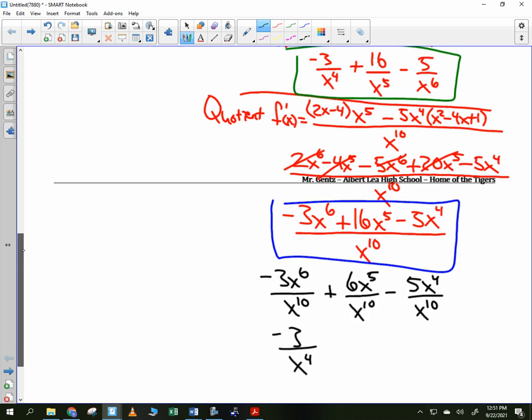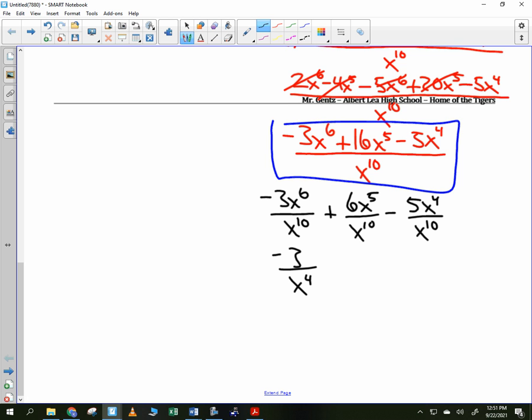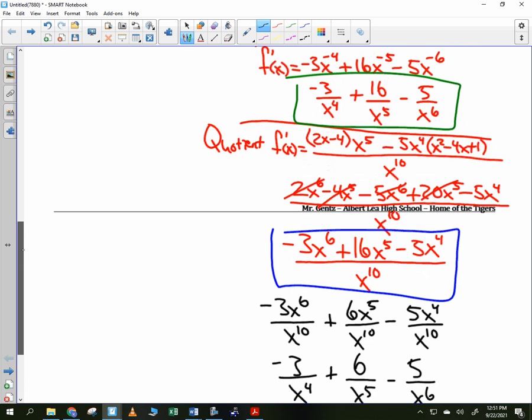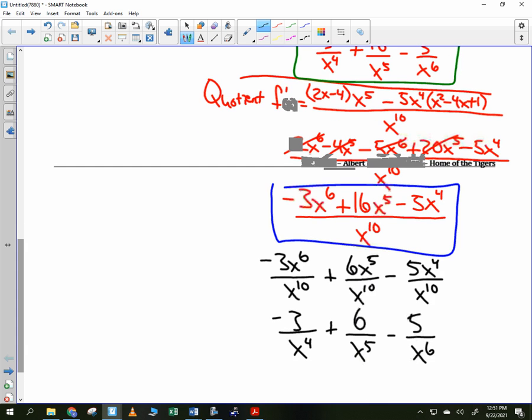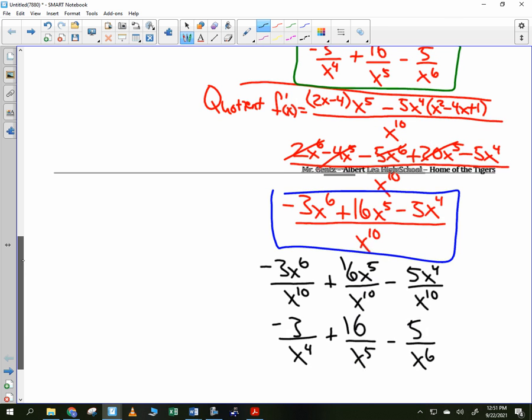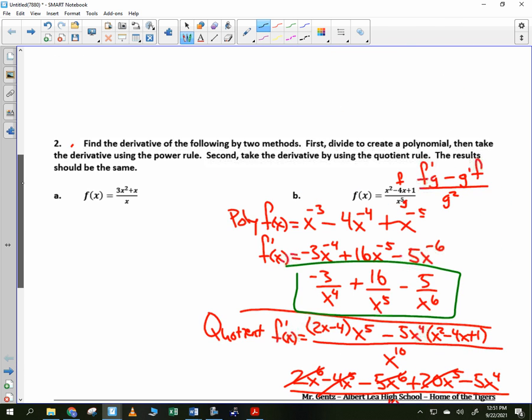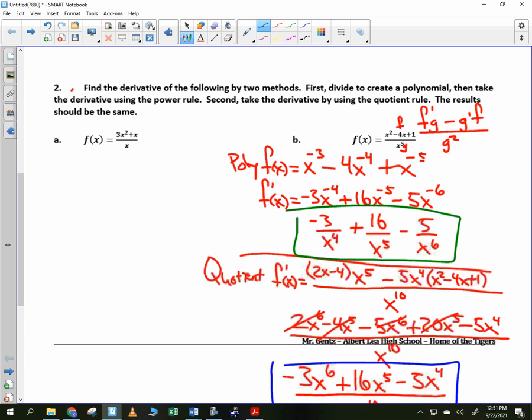Is that what I have up there? Yeah, it is. And I have 5 cancel here, so 6 over x to the 5th. And then here 4 cancel, leaving x to the 6th in the denominator, which is exactly what I have up there. 16, sorry about that. Sorry, everybody. Yep. So it works out. That one's a little bit more lengthy. This one's easier. Go ahead.